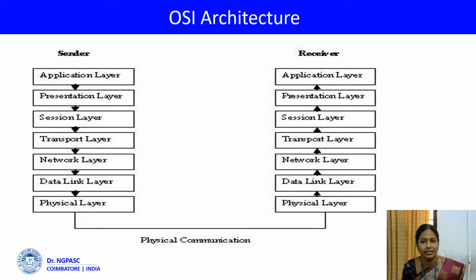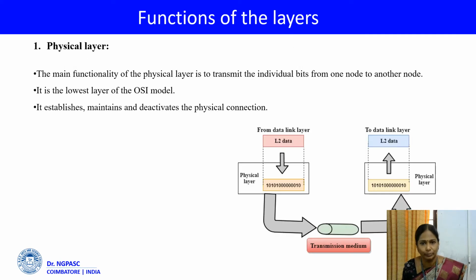OSI architecture. There are 7 layers. Through these layers, the user can perform transactions and transmission of data from one node to another node. Next, we move to the functions of the layers. First one is the physical layer. The main functionality of the physical layer is to transmit the data from one node to another node.